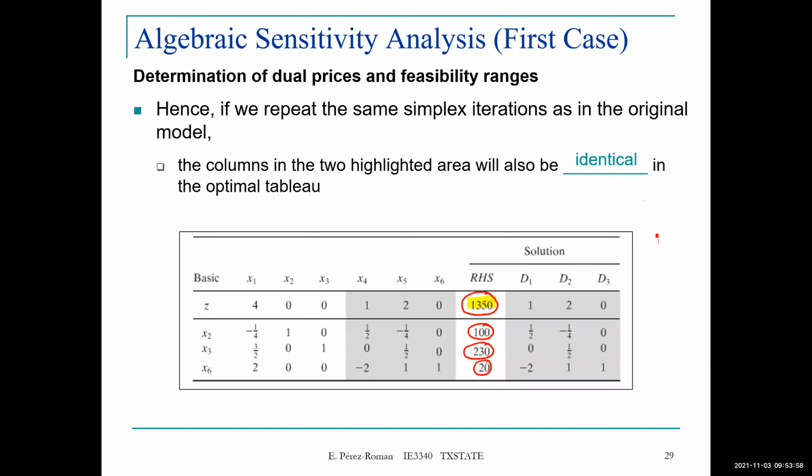So this is just illustrating that point. You can go both ways. If you want to add those three columns, at the end you're going to have the same values for the coefficients. Okay, so we can use this information to make the analysis representing the changes in the right-hand side of the constraints. So this and this, they are the same.